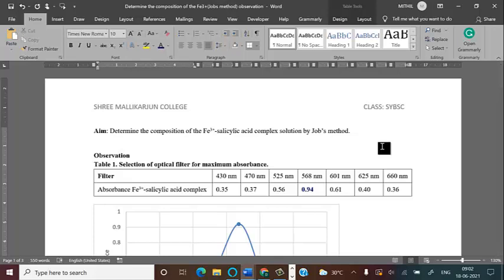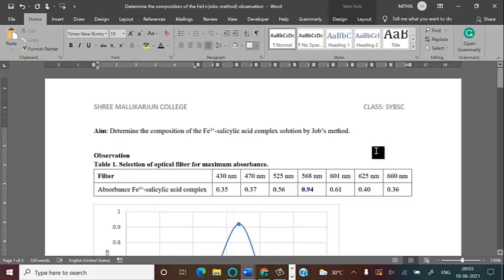Let us try to understand how we can measure or determine the stoichiometry of a particular coordination complex using Job's method. In Job's method, we mix two or more reactants and they form a colored complex which will absorb at a particular wavelength. So the first step is to identify the wavelength of maximum absorption.